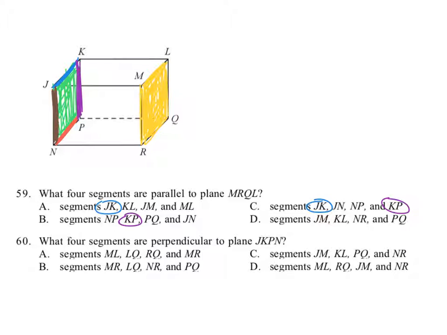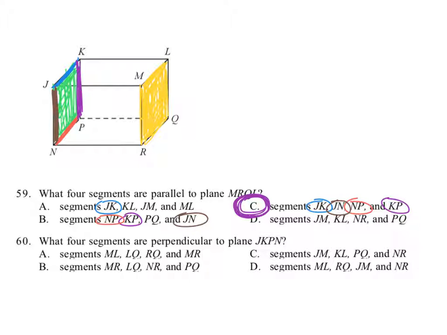In red, we've got NP or PN. NP there. NP there. And in brown, JN. And where do we have JN? We have JN there. JN there. And what do you know? Choice C has all four of those segments. So we're going to mark choice C. That's our answer.